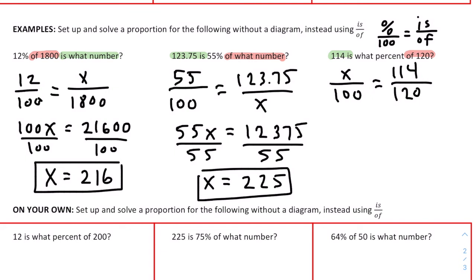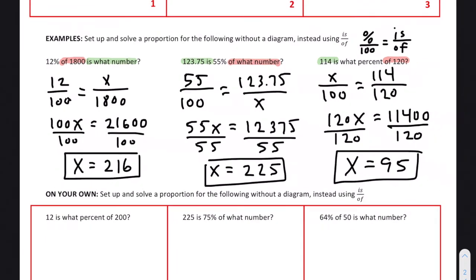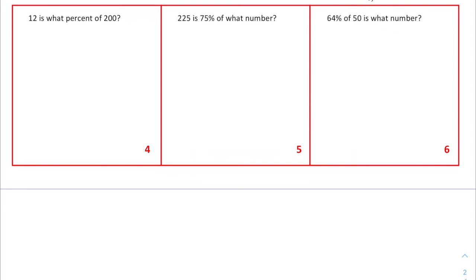Okay, we'll cross multiply. So we have 120x equals, remember, when we multiply by 100, we just add 2 zeros. And then we have to divide by 120. So we'll grab a calculator. 11400 divided by 120, 95. So there we go. All right. You got 3 more. So do these 3 on your own, and when you're done, you're going to enter all 6 of these into Schoology.